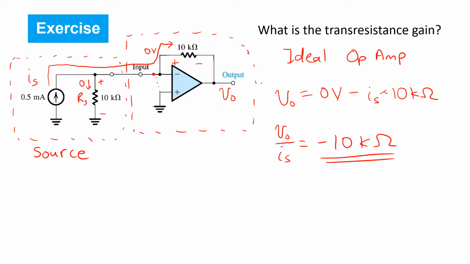By the way, another way to do this analysis would have been to take this source and convert it into its Thevenin equivalent.